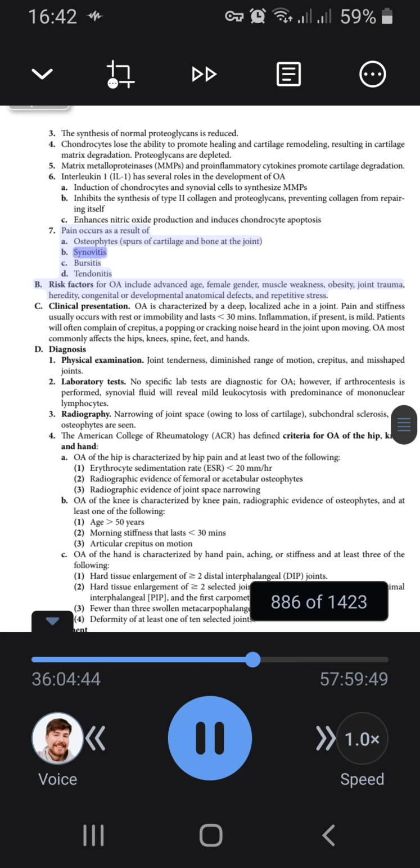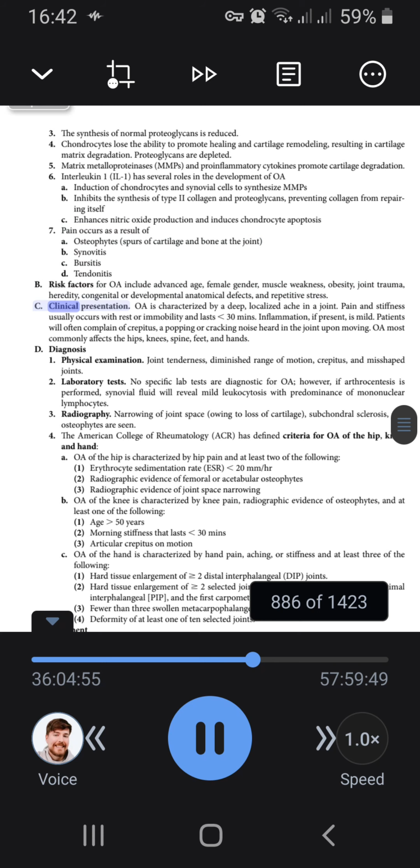B. Synovitis. C. Bursitis. D. Tendinitis. B. Risk factors for OA include advanced age, female gender, muscle weakness, obesity, joint trauma, heredity, congenital or developmental anatomical defects, and repetitive stress.